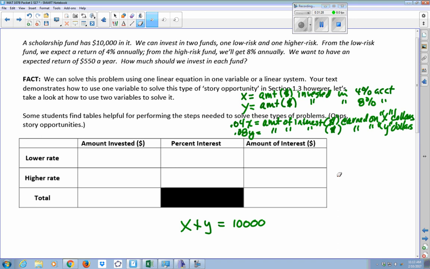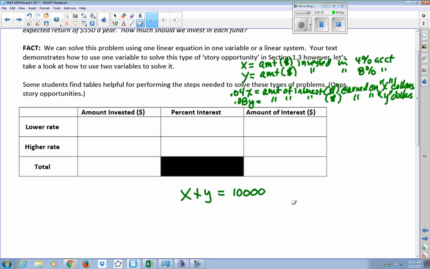Does it tell you how much interest you got that year? $550. So that means if you took this amount of interest and added it to that amount of interest, you would get $550, right? No. All right. So this amount of interest, that's the amount of interest earned in that first account on the X dollars you invested, plus this amount of interest earned on the Y dollars, came out to be after 1 year, 550. So here's your linear system with two variables. And now you can use whatever method you want to solve it.